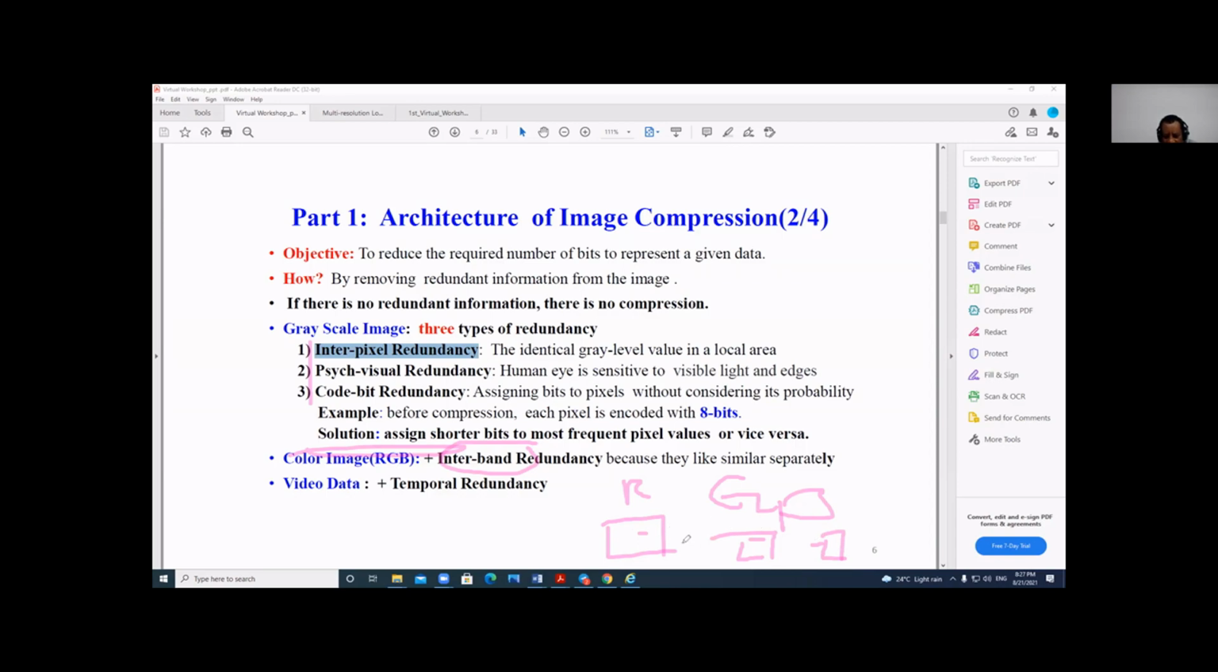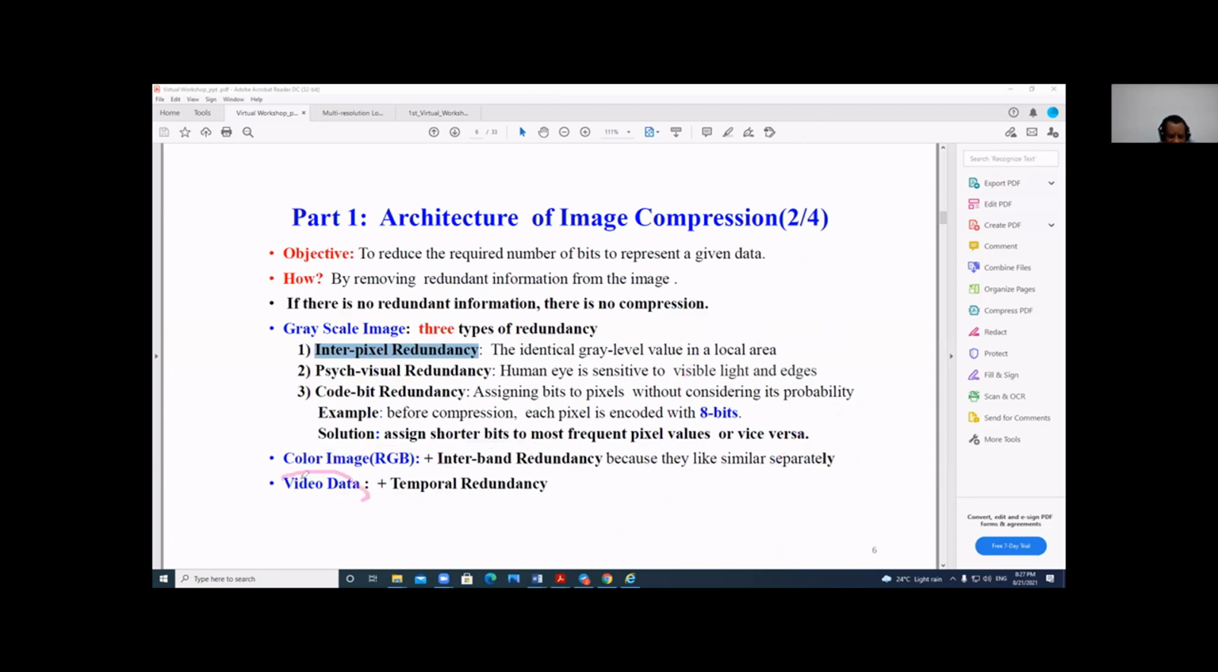And moreover, a human being is very sensitive to the luminance component, and not sensitive to the chrominance component. Therefore, if you have this original image, the luminance component resolution will remain the same. But for the chrominance, I can make it half. So the width will be half and the height will be half, because it is not that important. In this way, we can also reduce the redundancy.